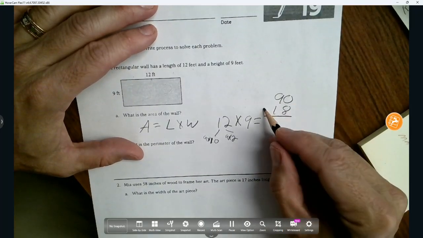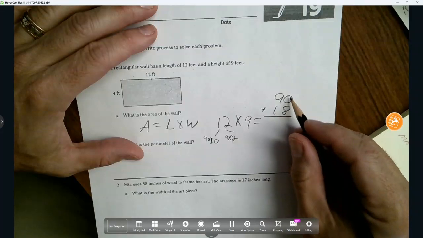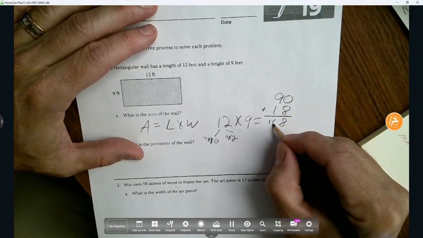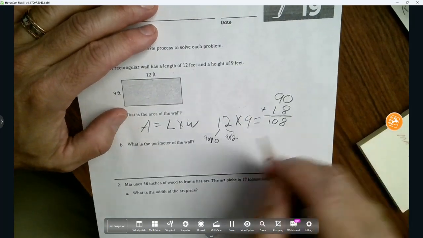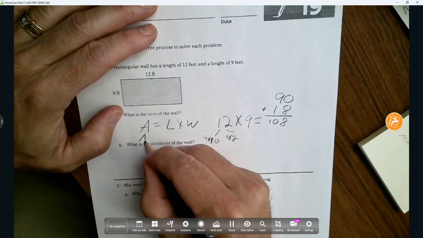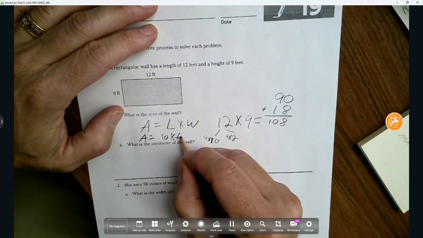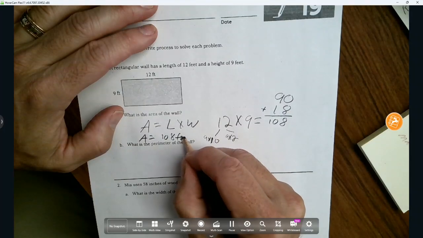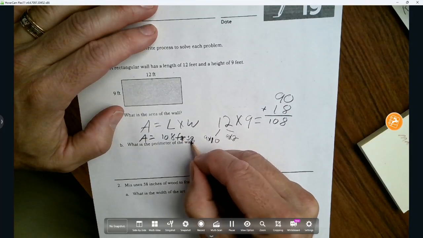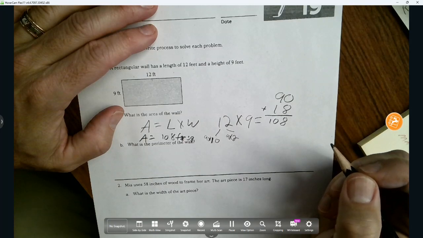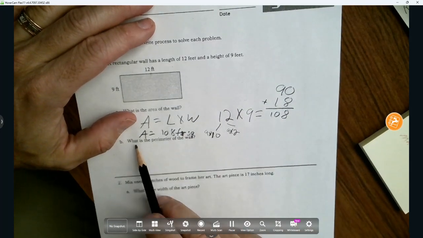So we have our little addition problem here now. 0 plus 8 is 8. 9 plus 1 is 10. So our answer is our area, A, equals 108. Now remember, it's feet squared. Okay, 108 feet squared. Now I'm going to find what is the perimeter.